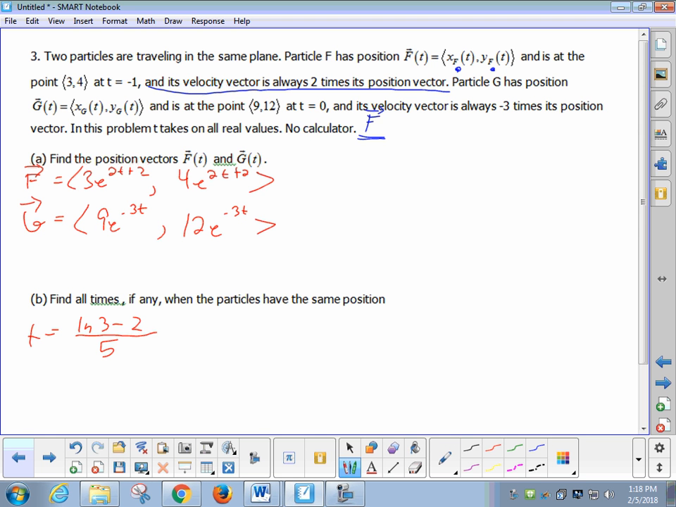The velocity vector. What's velocity vector usually found by doing? Derivatives of x and derivatives of y. They say it's also, in this case, its velocity vector is 2 times the position vector. So the horizontal part is 2 times the position vector, which makes it 2x. Not the velocity vector, which would be x prime, but the position vector, x. And the 2 times the position vector, y.